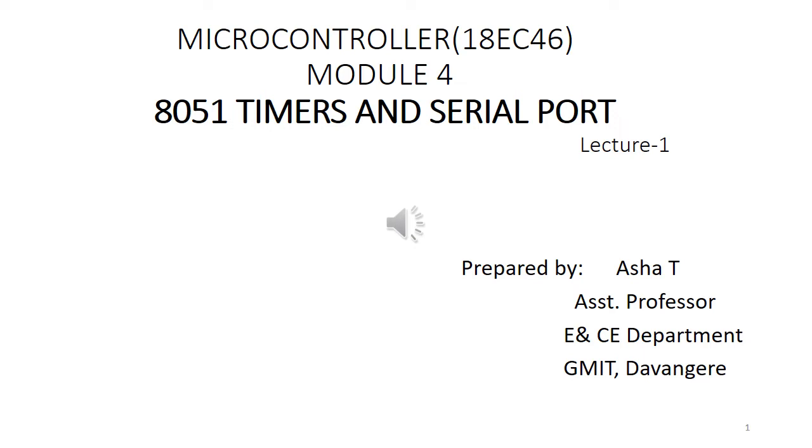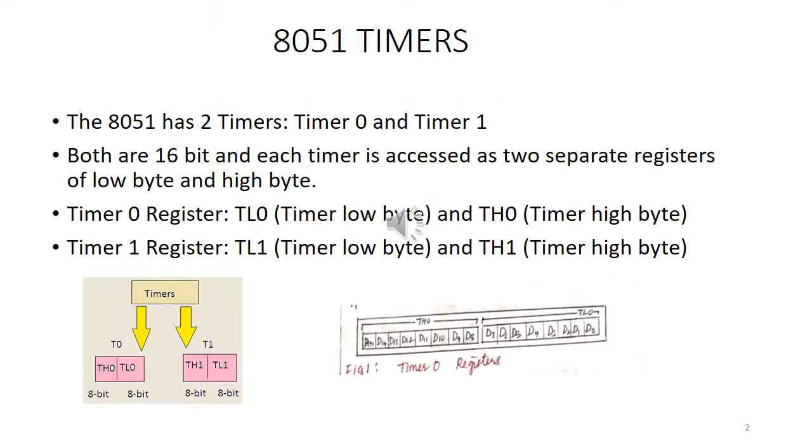Whenever you want to count the number of events occurring outside the 8051 microcontroller, T0 and T1 are used as counters, and there is one serial port which is used to carry out serial communication. Serial communication is where you transmit the data bit by bit, one by one. So in this module I am going to cover the timers, counters along with the serial port.